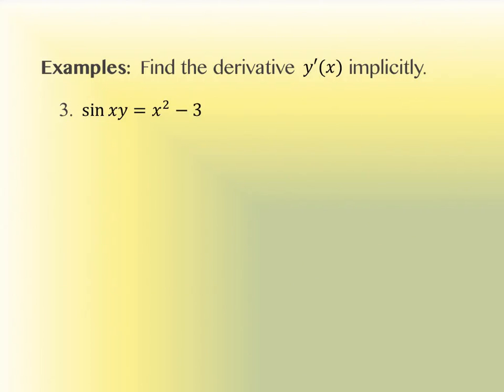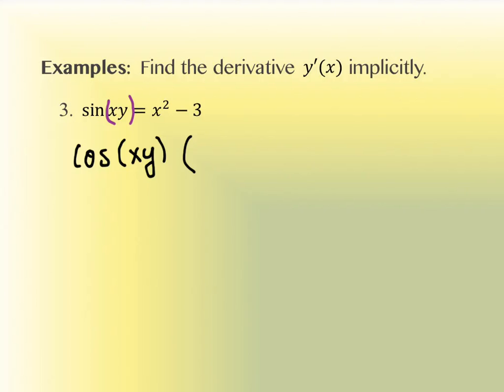Let's do another one. Sine of xy equals x squared minus 3. All right, so what is the derivative of sine? Cosine. Now, it's not written here, but there's some understood parentheses going on, right? So this is a chain rule. Cosine of xy. I need the derivative of x times y, but x times y is a product, right? So I'm going to have to do a product rule to do that, right?